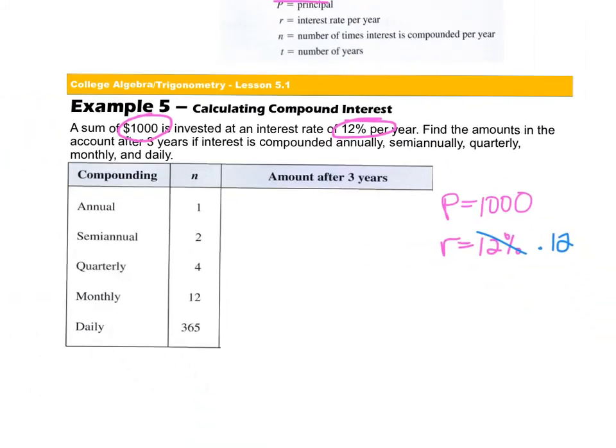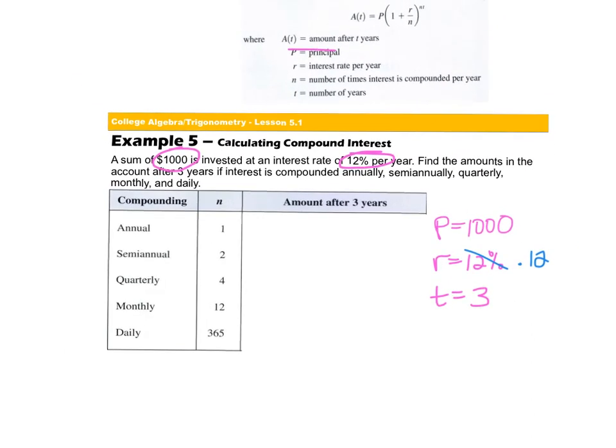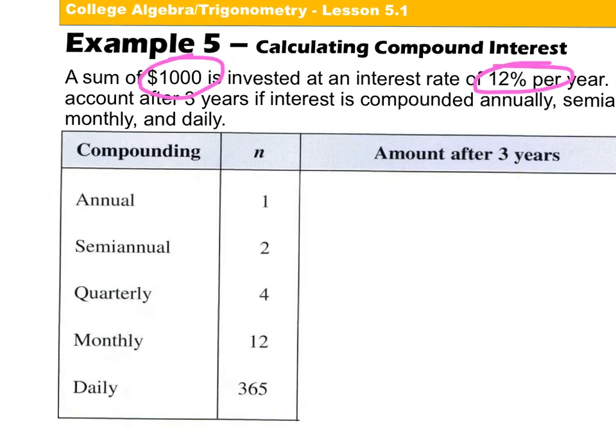3 years. So my T, the time that I'm talking about, is 3 years. Everybody agree? Okay, so find the amount after 3 years, and I'm compounding it different ways. Do you see what's going to change every time I do this? What letter is going to change every time? The N.